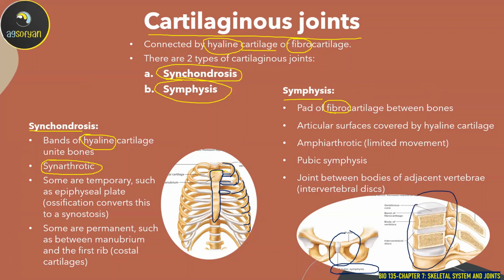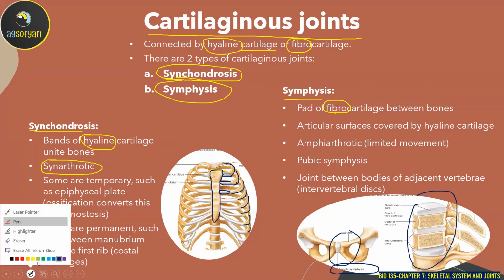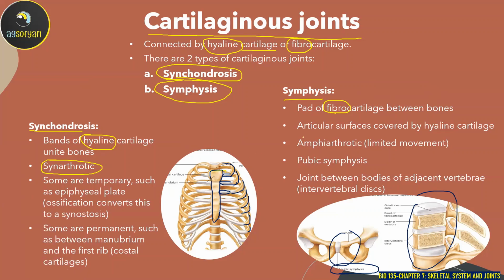So can we move? Yes, we can bend our back, for example, or there is a little bit of movement between the hip bones in the pubic symphysis. Therefore, this symphysis will be amphiarthrosis. There is slight movement between the bones.